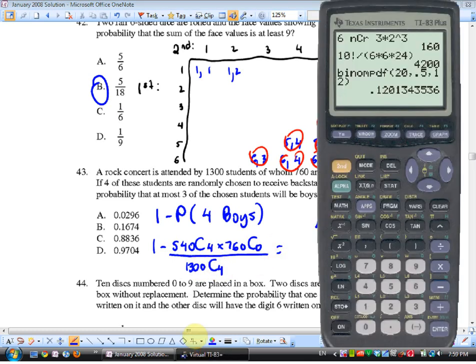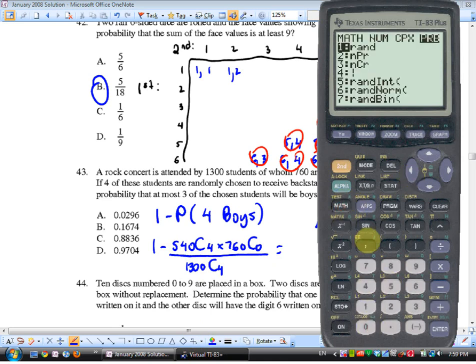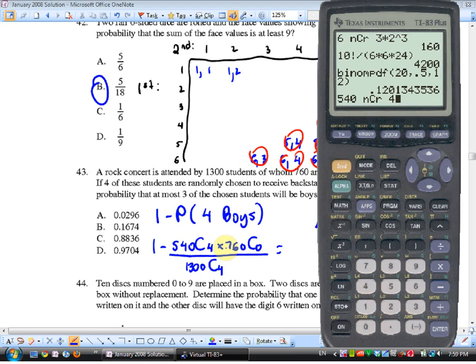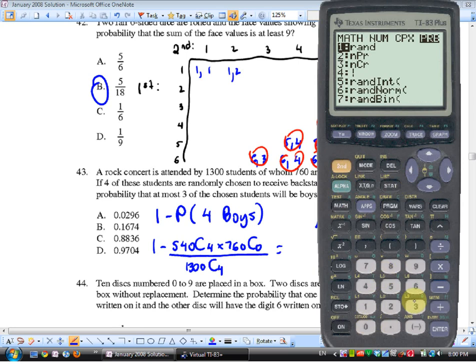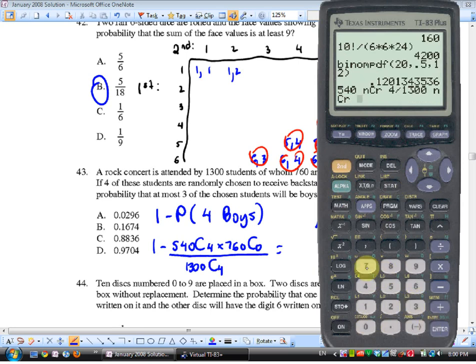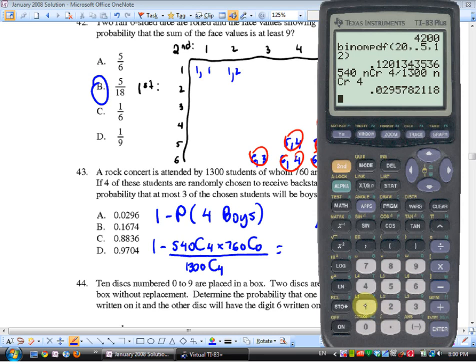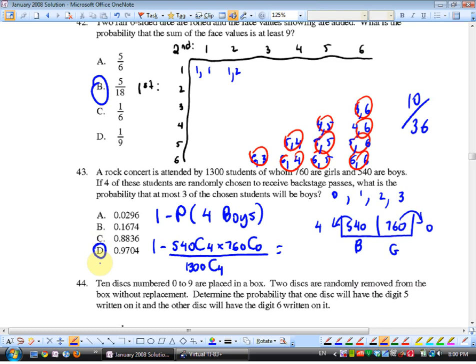My only question is, will my calculator actually handle this? Let's see. 540 math choose 4. 760 choose 0 is just 1, so I'm not going to bother typing it. Divided by 1,300 choose 4. Hey, I got an answer. 1 minus that answer, and I get 0.9704. What are the odds that you're going to have 0 or 1 or 2 or 3 guys on this? Pretty good.